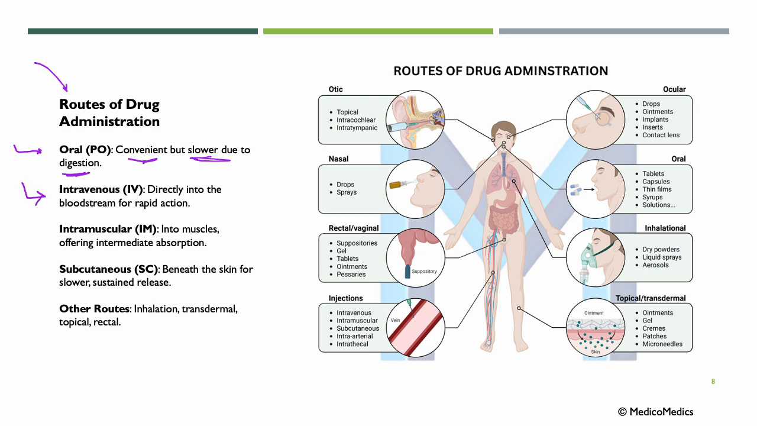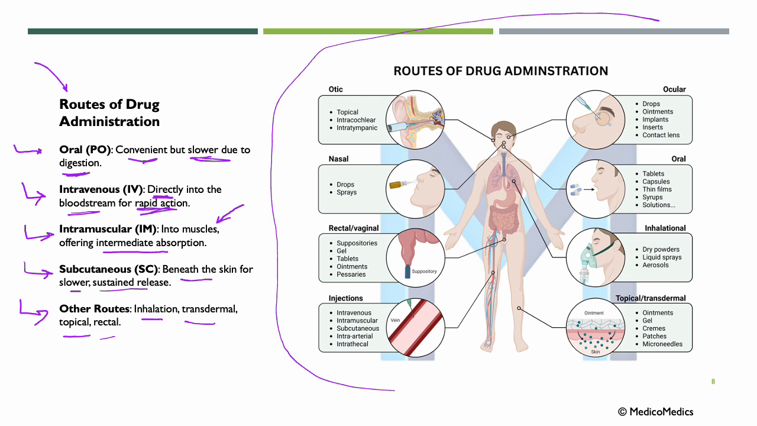Then we have intravenous. So this is directly put into the bloodstream for rapid action. We have intramuscular, so we inject into muscles, offering an intermediate absorption. Then we have subcutaneous, so beneath the skin for slower, sustained release. And we have a lot of other different routes like inhalation, transdermal, topical, rectal, for example.